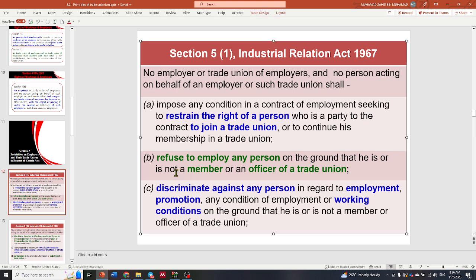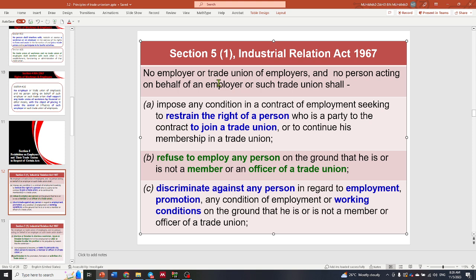Bermaksud everyone have equal rights. Kalau you tak join trade union, tak ada masalah. Kalau you join trade union, tak ada masalah. Jelas tentang section 5, subsection 1 ni. Kenapa penting ni? Sebab sesetengah syarikat ada rekod masalahnya. Sesetengah syarikat ada letak, there has been cases.